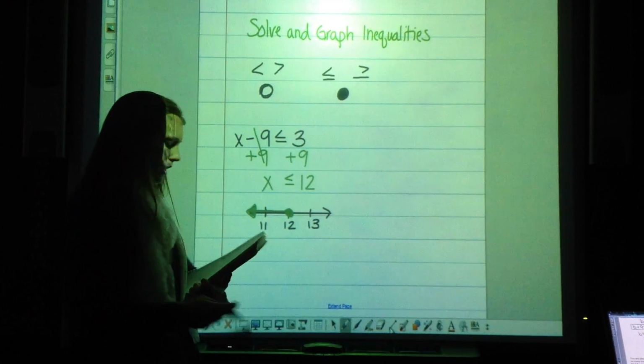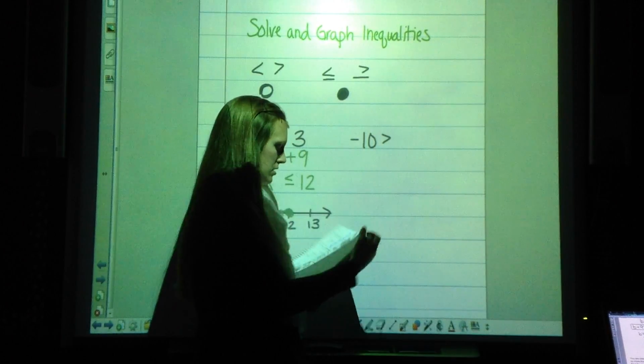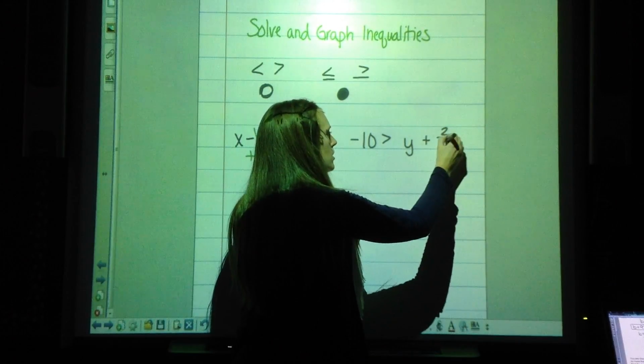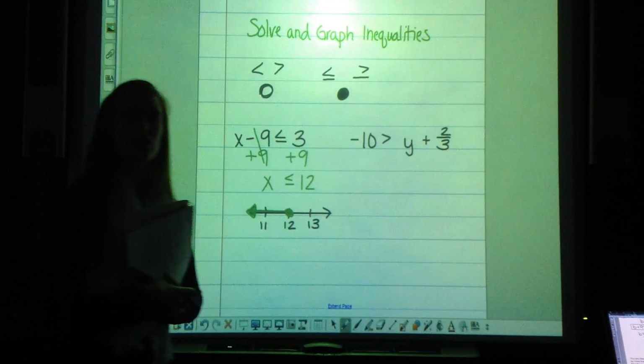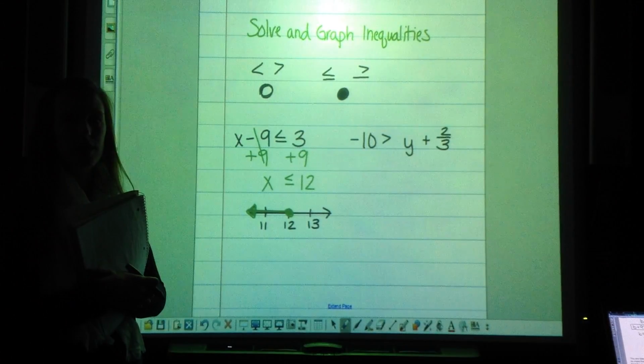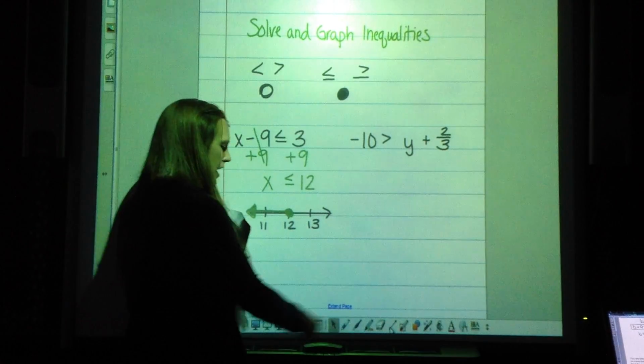Let's try negative 10 is greater than y plus 2/3. Again, just like solving equations, our job is going to be to isolate the variable on the right side of the inequality. To get the y by itself, I'm going to do the opposite of addition, which is subtraction.